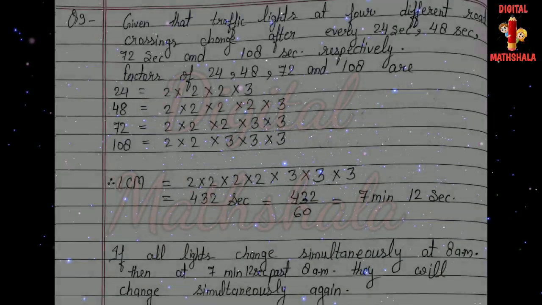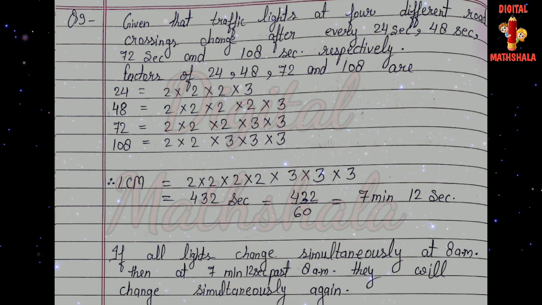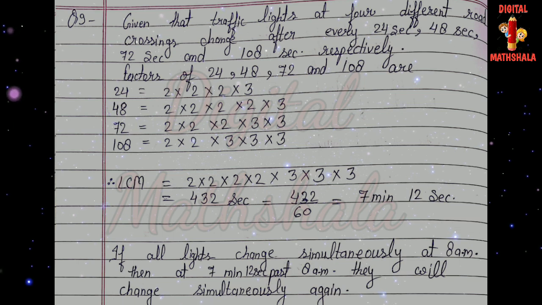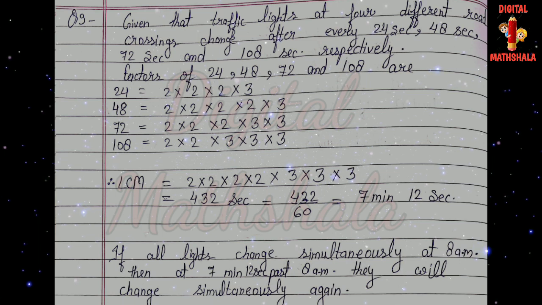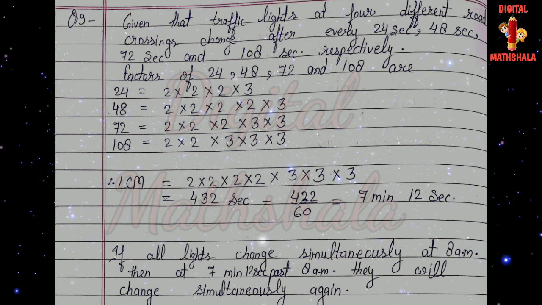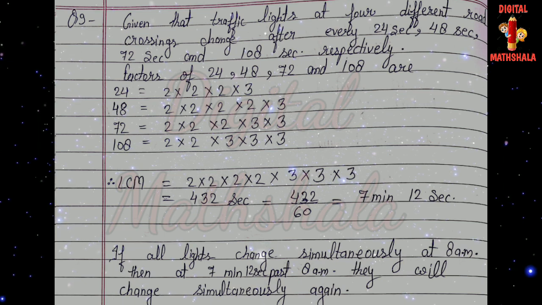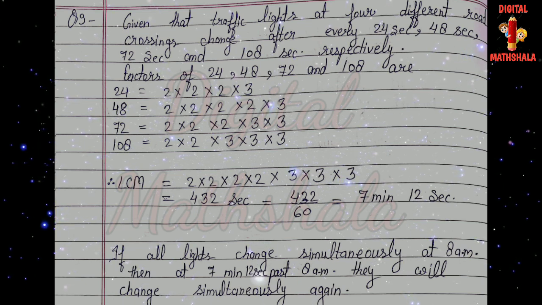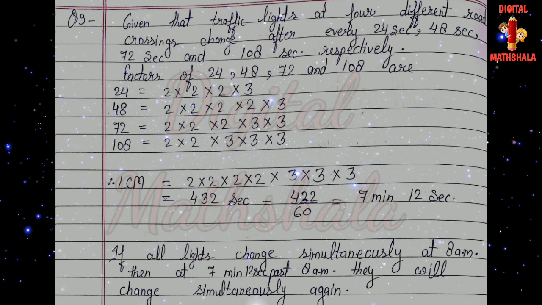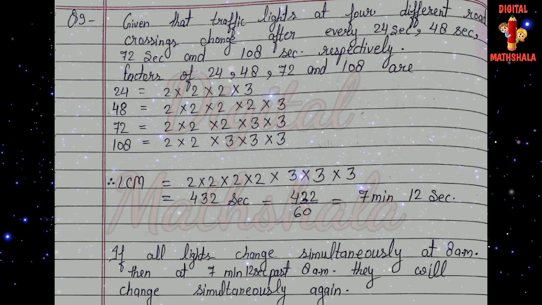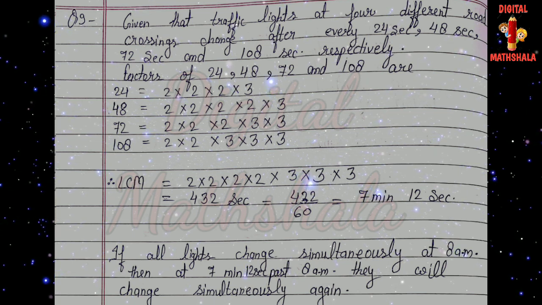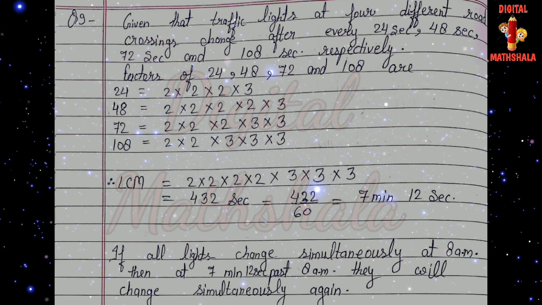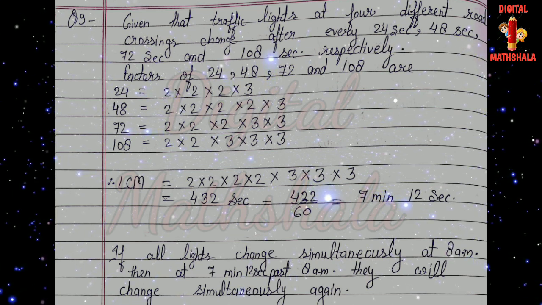solution. So here in this solution, given that the traffic lights at 4 different road crossings change after every 24 seconds, 48 seconds, 72 seconds and 108 seconds respectively. So the factors of these numbers: 24 factors are 2 multiply 2 multiply 2 multiply 3. 48 factors are 2 multiply 2 multiply 2 multiply 2 multiply 3. 72 factors are 2 multiply 2 multiply 2 multiply 3 multiply 3. And 108 factors are 2 multiply 2 multiply 3 multiply 3 multiply 3.